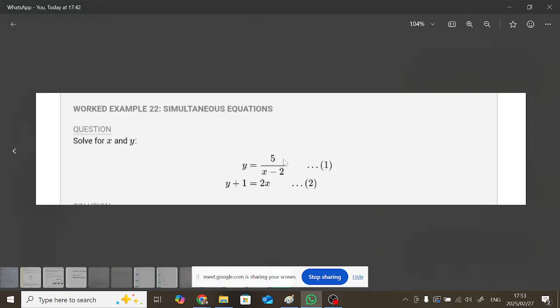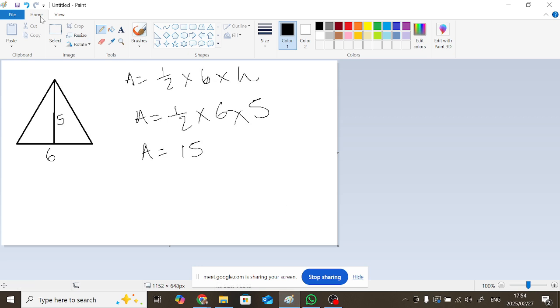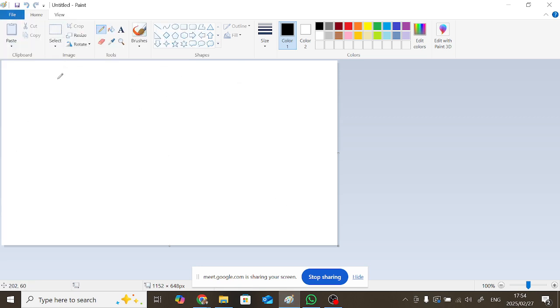Okay, so we have to do the simultaneous equations. We have these two equations over here, and we need to solve for x and y. Let me write down the equations. y is equal to 5 over x minus 2. That is equation 1. y plus 1 is equal to 2x.